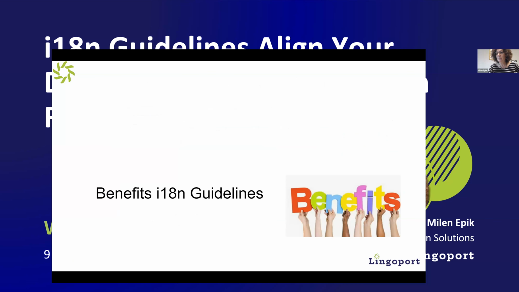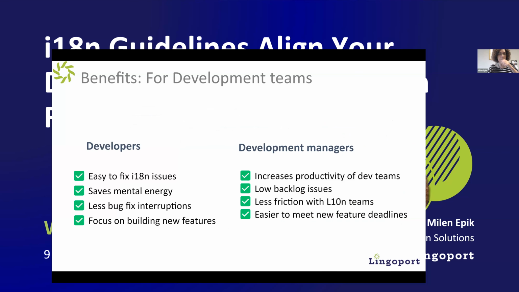So, benefits of this approach. Several benefits, depending on which team you're in. If you're a developer, one of the benefits is that it's easy to fix internationalization issues. Once you find it, you can directly apply a prescribed fix that is in the guidelines. This means it's going to save mental energy, and therefore everything will be done a lot quicker. Developers will be able to move on to build new features, so it helps them with their deadlines.